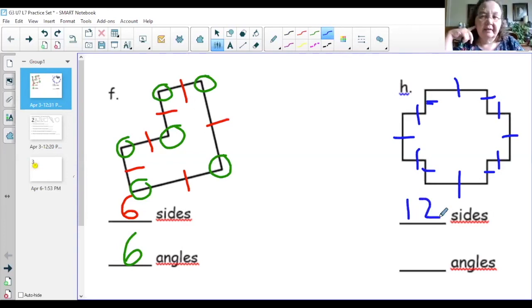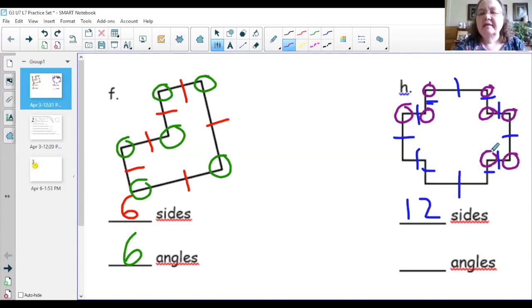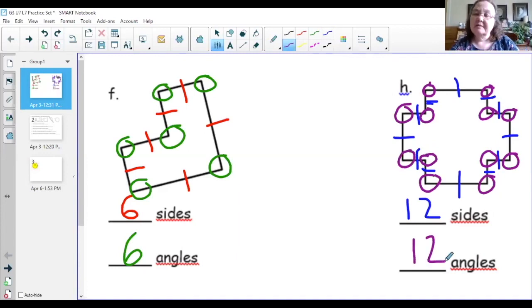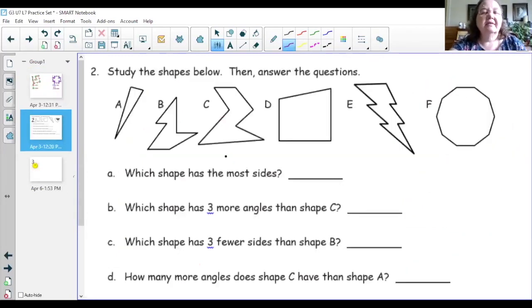Now think for a minute. How many angles do you think there are? Let's check to see if you're right. 1, 2, 3, 4, 5, 6, 7, 8, 9, 10, 11, 12. There are 12 angles. Is that what you guessed? You didn't guess, you knew it. Okay, well, let's look at this one.